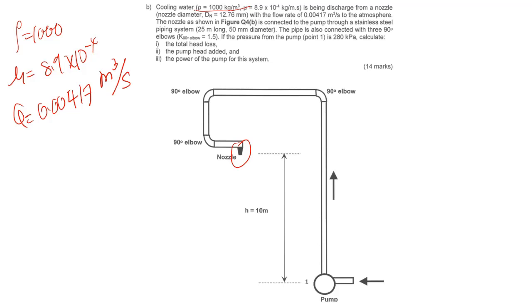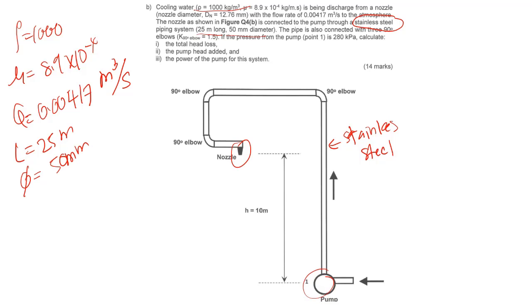The nozzle is connected to a pump, and the pipe you are using is stainless steel. The piping system is 25 meter long, and the diameter of the pipe is 50 mm. Convert it into meter, you get 0.05 meter. Here we have three 90 degree elbows, and the coefficient of a 90 degree elbow is 1.5.